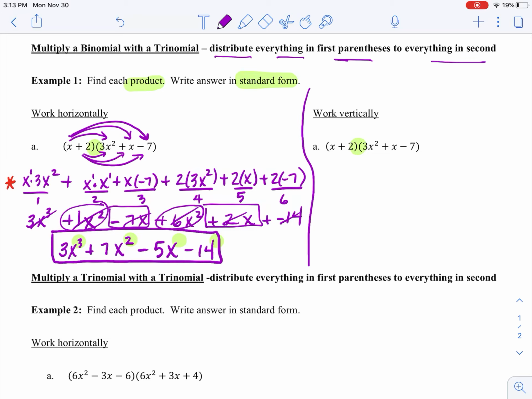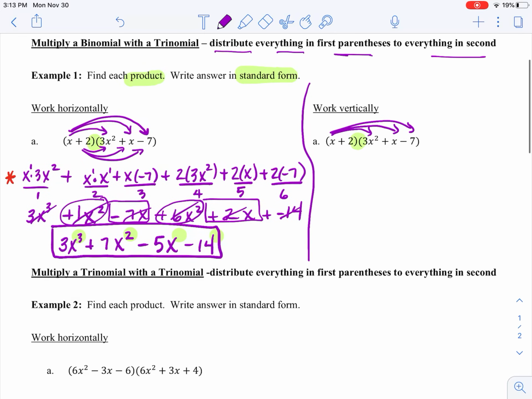So what I mean by that is, first we're going to distribute the x, and we're going to write that all horizontally. Let's do that first. So x times our 3x squared, and I'm going to skip that middle step that I started in red. Let's just do this mentally. X times 3x squared gives me 3x to the third. X times x gives me x squared, so plus x squared. And then x times minus 7 gives me minus 7x. So that distribution is going to be written all in a row.